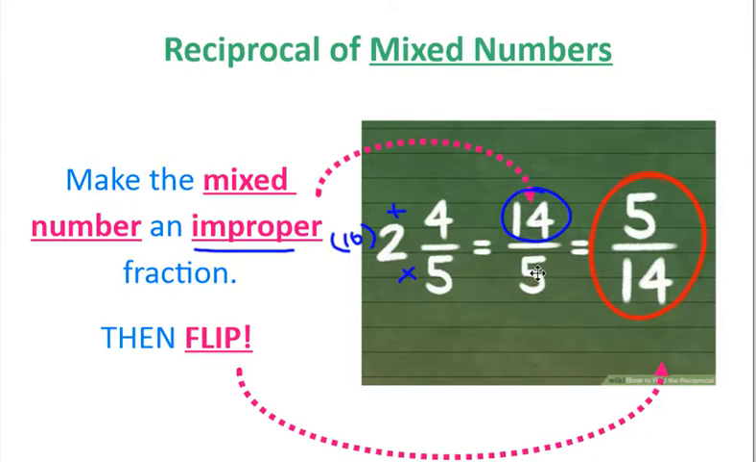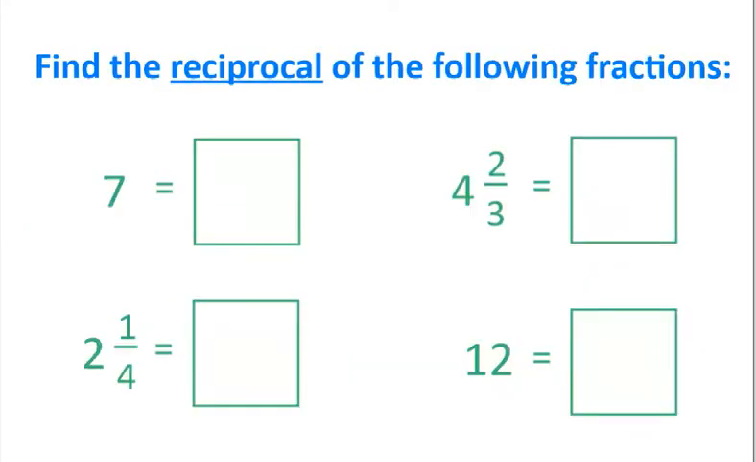Now, once you get 14 over 5, you still have to flip. A common mistake that students make is they get to this 14 over 5 and it already looks like it's flipped, so they forget to flip. You need to make sure that you still flip, okay? So let's try some of those. Here we have a whole number, so we're going to put it over 1, and now we're going to flip. All right, here's a mixed number. So 3 times 4 is 12, plus 2, that's going to be 14 over 3. Now we have to flip: 3 over 14.